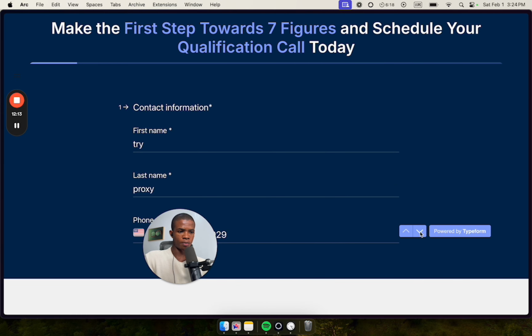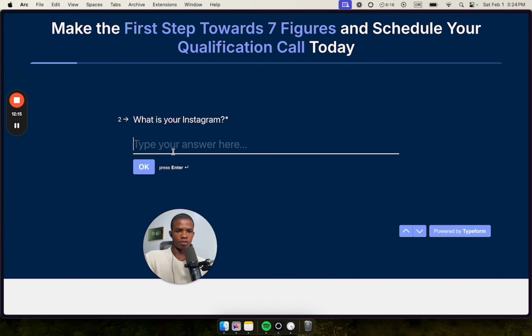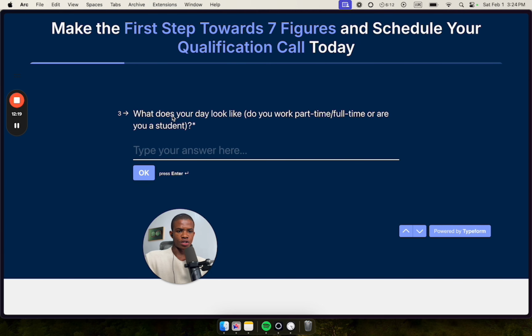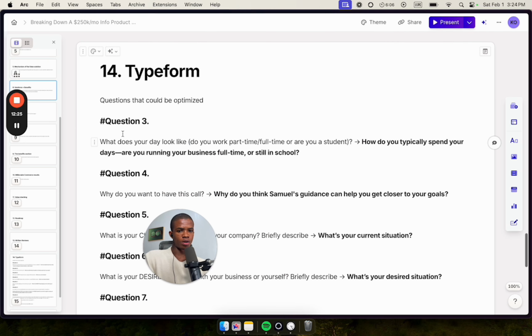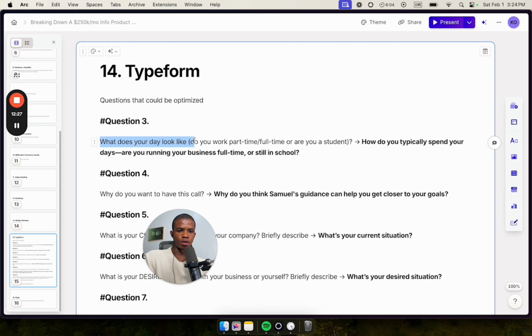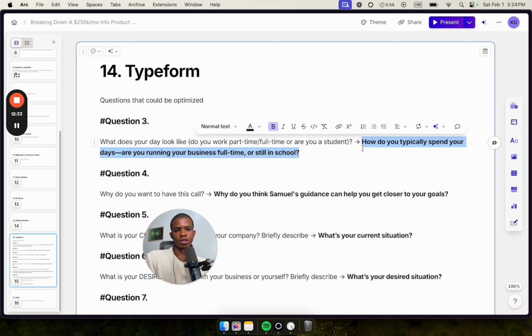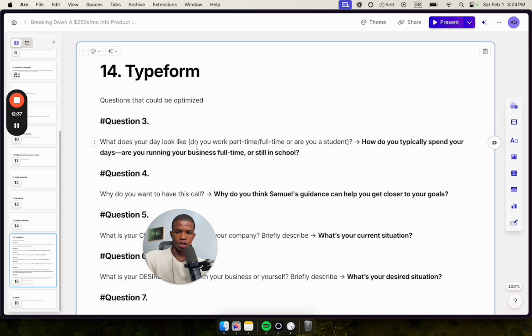This section is good. We're going to start breaking down from this one. So Instagram, just type in something. What does your day-to-day look like? Do you work full-time or part-time, or are you a student? Now, this question could be optimized to be this. Instead of what does your day-to-day look like, do you work full-time or part-time, or are you a student? We can make it this way so it's easier to understand. The flow is better. So how do you typically spend your days? Are you running your business full-time or still in school?